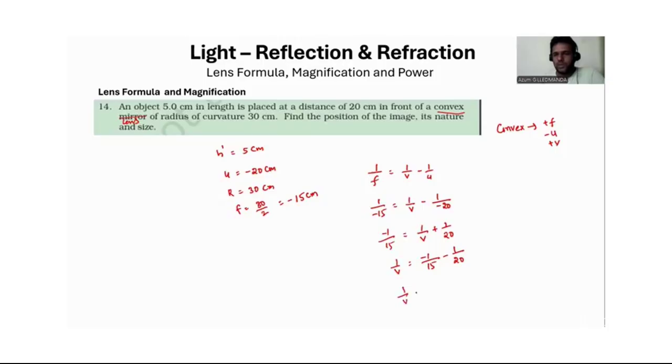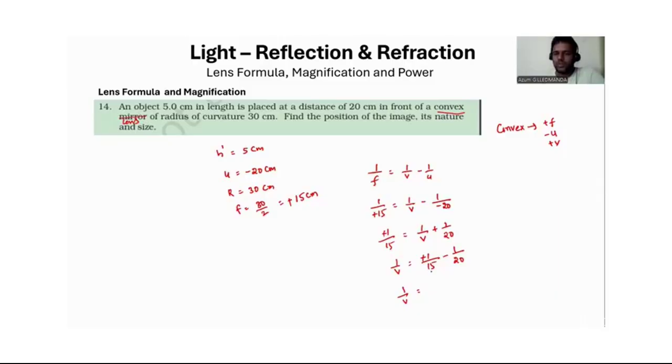So 1 by V equal to... yeah, focal length is positive, right? I don't know why I keep writing this. This is a convex lens, guys. Only u is minus. So this is 15. So this will also be 15.